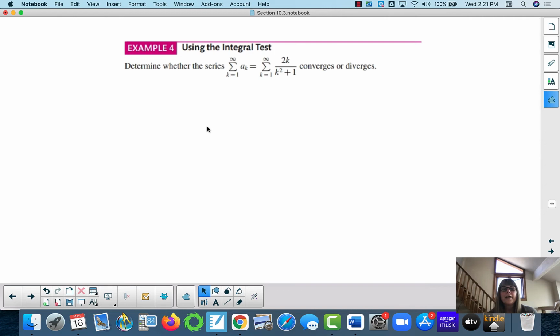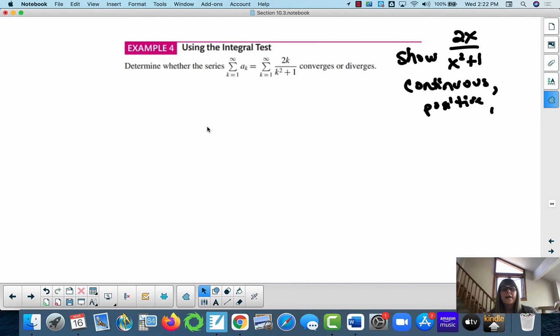All right, again, use the integral test here. First, you would have to show, which I'm not going to write down, that 2x over x squared plus 1 is continuous, positive, and non-increasing. And again, you can do all of that. We can talk about it. It has to be on that interval 1 to infinity.